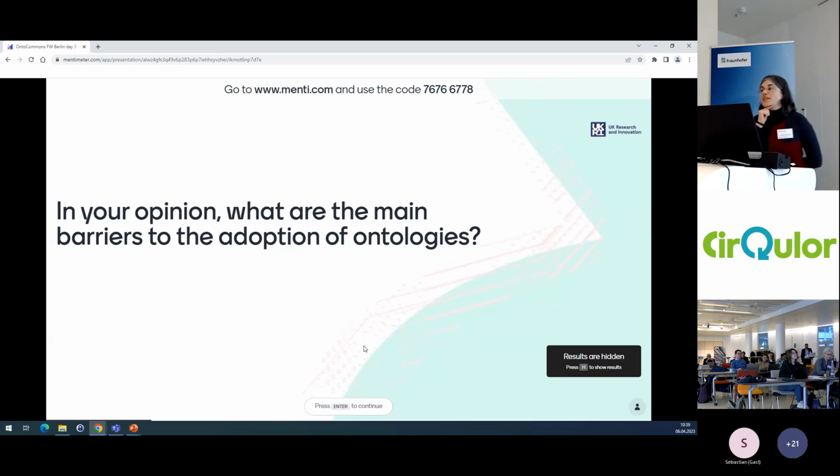So in your opinion, we heard from Hedi some of the barriers and gaps. In your opinion, what are the main barriers to the adoption of ontologies? This is just to give an idea of the kind of input we would like from you in the roadmap survey. Of course, then we will point you to the full survey, but this is just to give you an idea of the kind of input that we are looking for from the community.